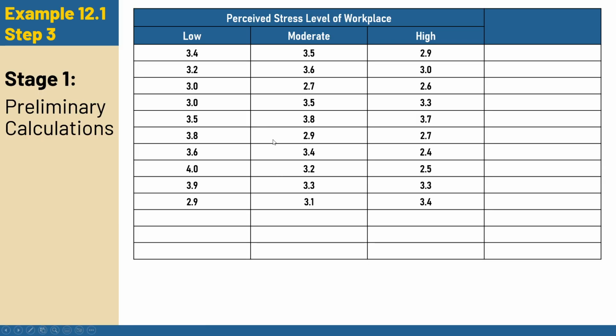And so let's go back to our table with all the data here. We're still in step 3 through all this, but we're in stage 1 of step 3. We're going to do preliminary calculations. First, find k and n. We've already done that, but let's refresh our memory. K equals 3, right, because there's 3 groups. Little n is 10, and so therefore we know big N is 30.